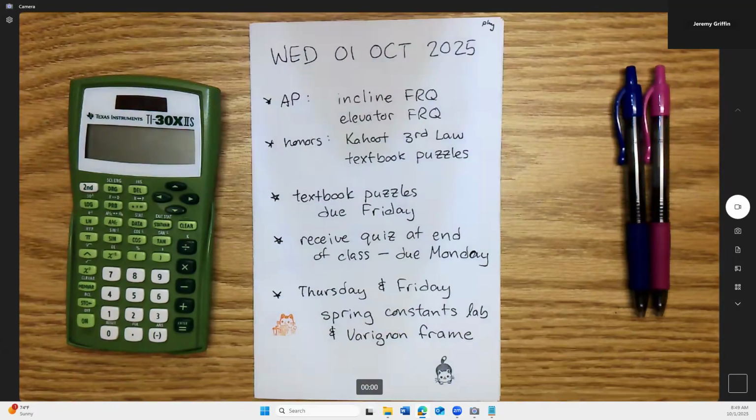Physics process. All right, so let's look at these FRQs.